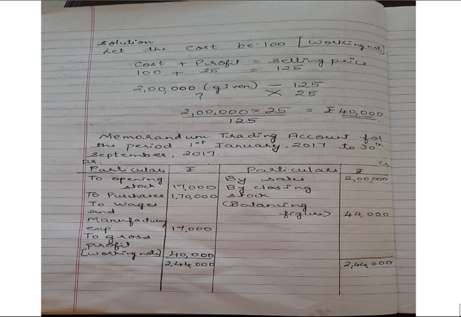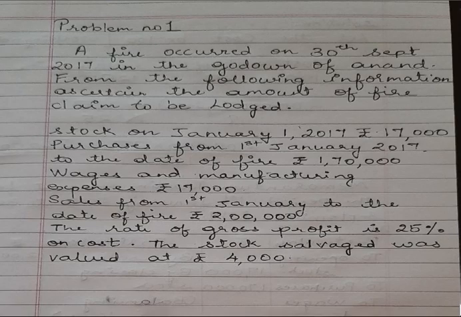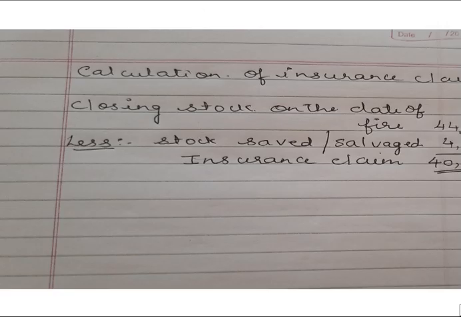Third step, we have to use a formula and calculate the amount of claim. Now if you see the formula, what I have given is sum insured. Sum insured means the amount of insurance they have taken. That formula you will use when the sum insured is given. When the sum insured is not given, we cannot calculate the amount of claim. Here they have asked you to compute the amount of fire claim to be lodged, how much claim you lodge.